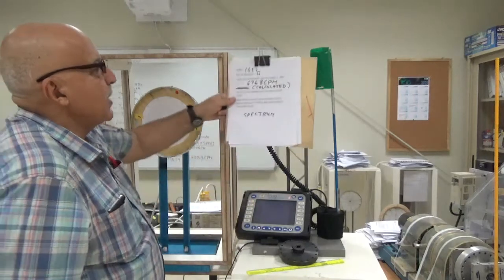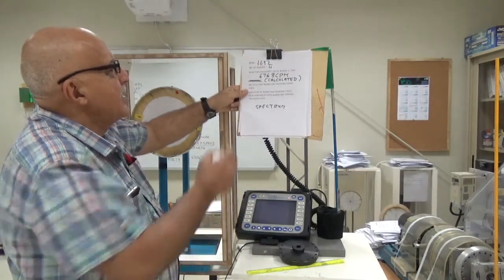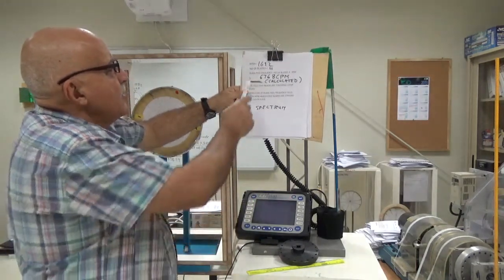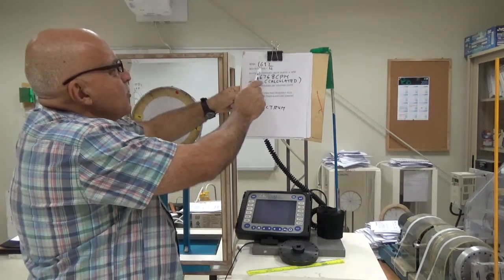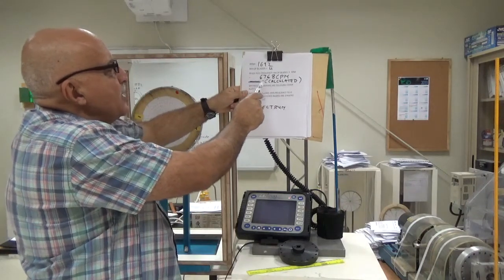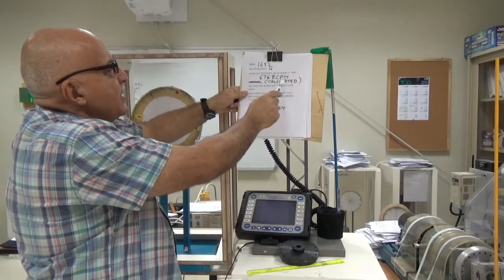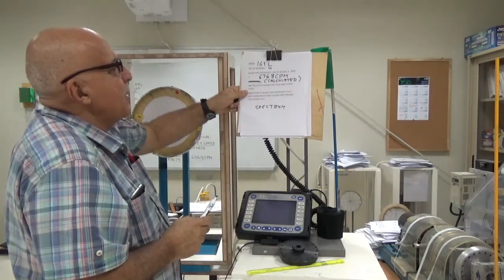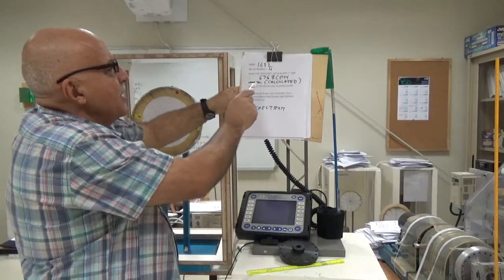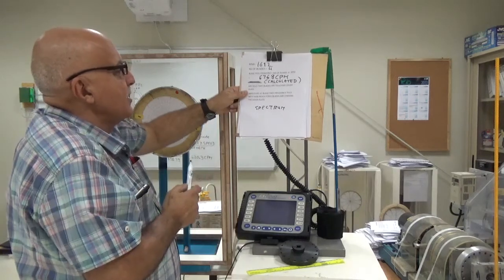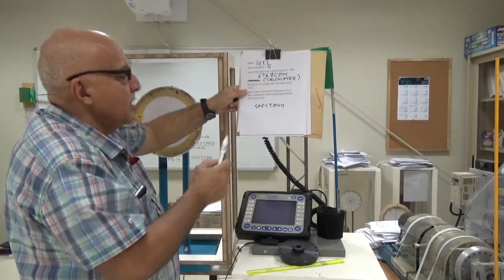Okay, so you can see here that RPM is 1692, number of blades are 4, so 1692 multiplied by 4 is 6768 cycles per minute. This is blade pass frequency. This blade pass frequency I have calculated. Now I will see what is in the spectrum.